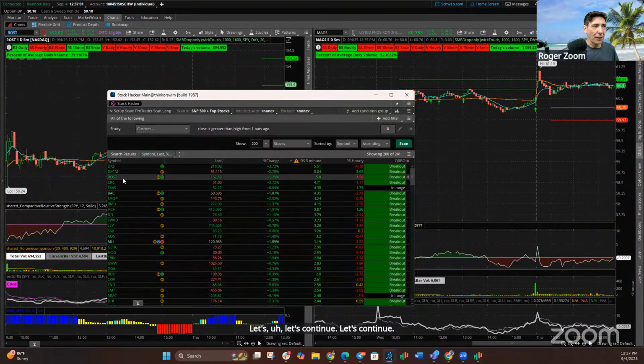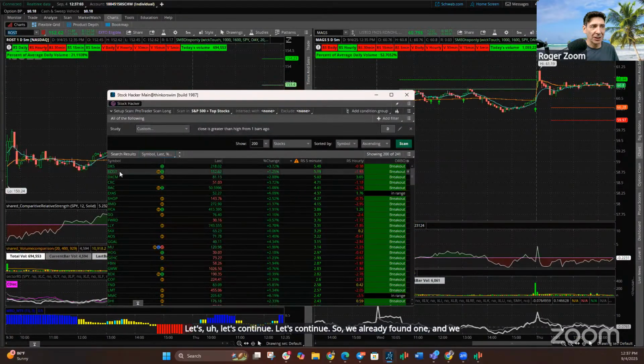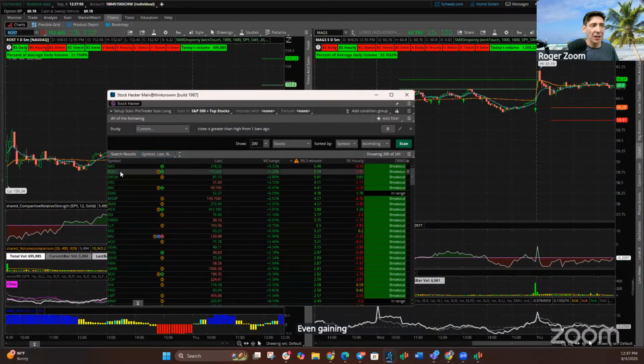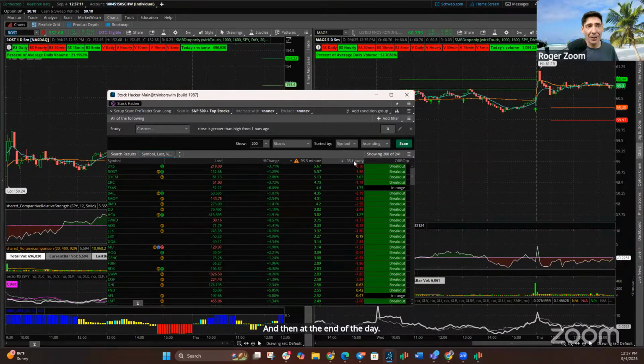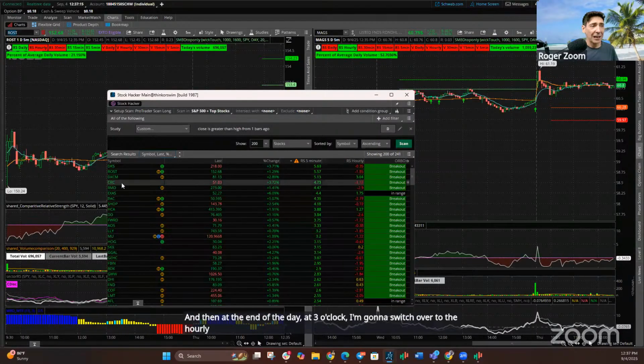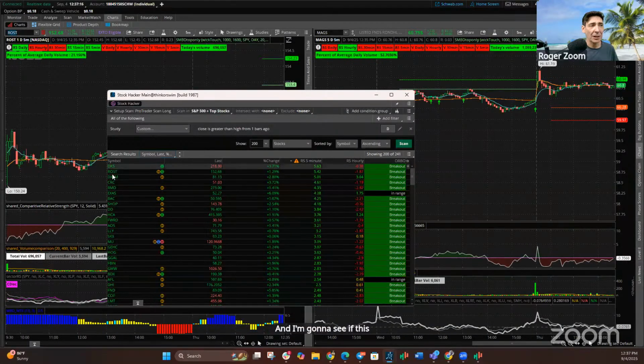So we already found one, and look, it's even gaining strength. So what am I going to do? I'm going to put a little star by it, and then at the end of the day, at 3 o'clock, I'm going to switch over to the hourly scanner, and I'm going to see if this baby is still up here. And if it is, that's a great swing trade.